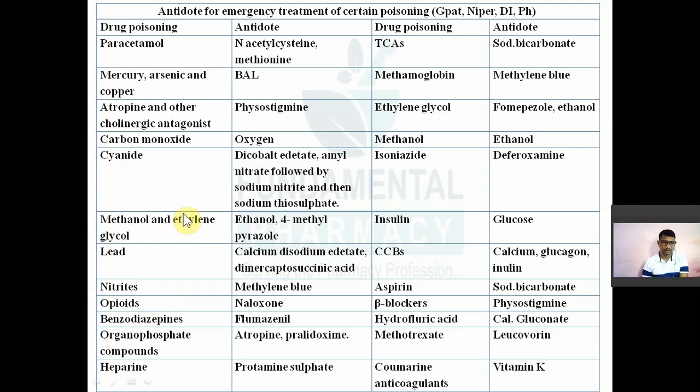In methanol or ethylene glycol poisoning, ethanol is a drug specific antidote. Ethanol is a specific antidote. So in case of methanol poisoning, ethanol or 4-methyl-pyrazole, they are the specific antidote. In case of lead poisoning, calcium disodium EDTA or dimercaptosuccinic acid is a specific antidote. In case of nitrite poisoning, methylene blue is an antidote.